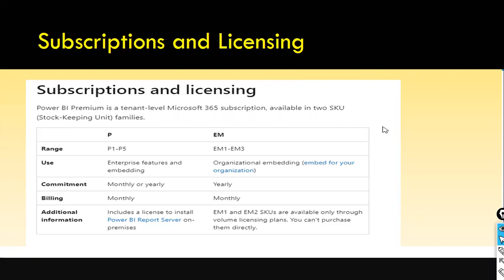by buying more volumes, see in the case of premium per capacity, again you have something like P1, P2, P1 SKU, P2 SKU, right? In the premium capacity, different types are there. If you buy it, the number of users who can concurrently access your report or the data is high.